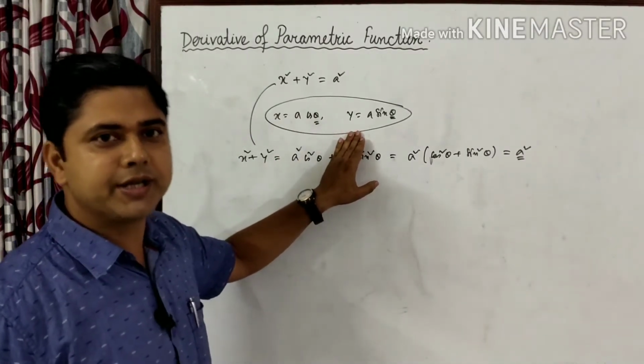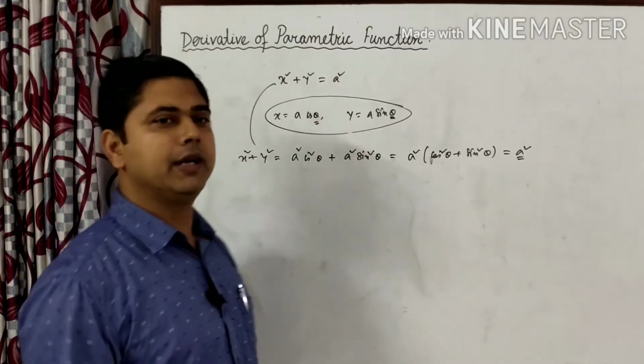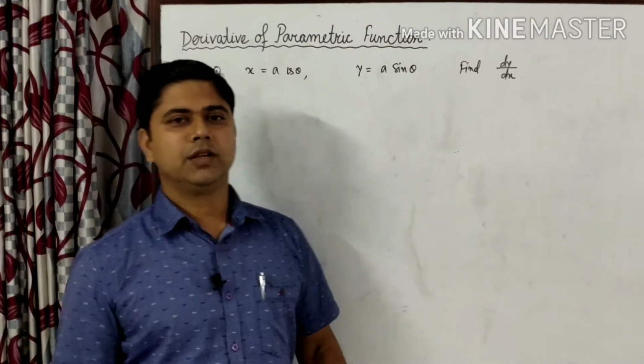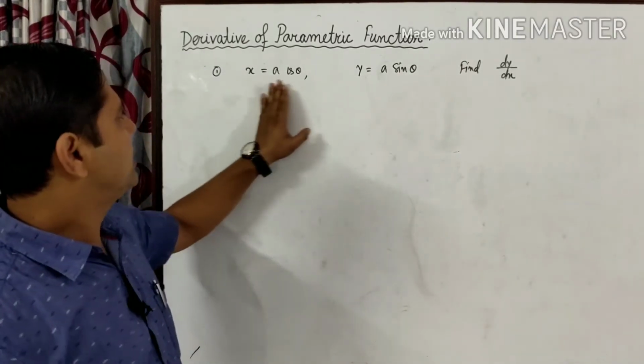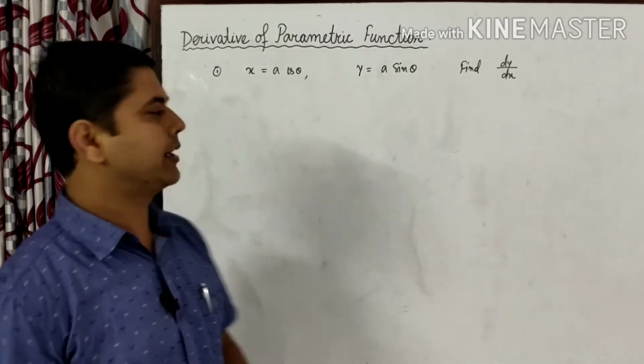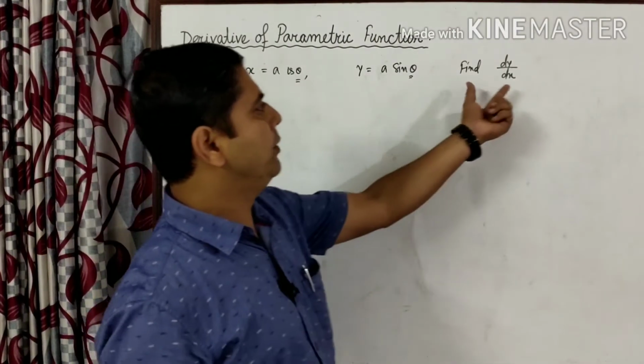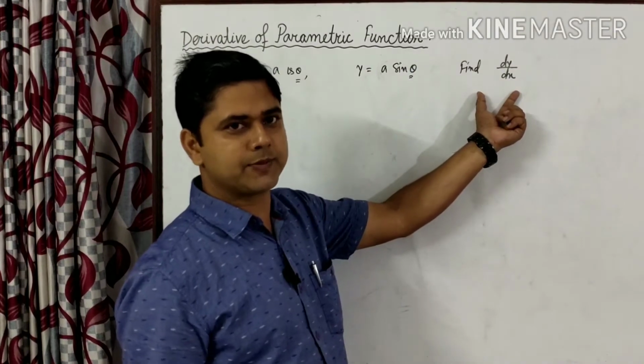Okay, now how can you differentiate? How can we differentiate it? Let me discuss with an example. Here we consider an example: x equal to a cos theta and y equal to a sin theta. Third variable is theta. Now you have to find dy by dx. You have to differentiate with respect to x.